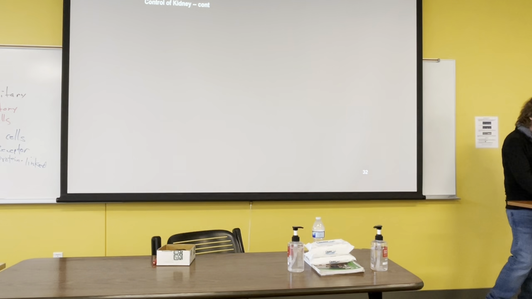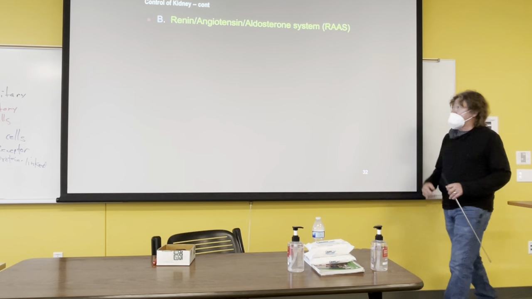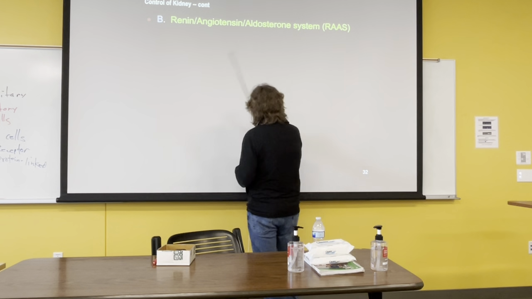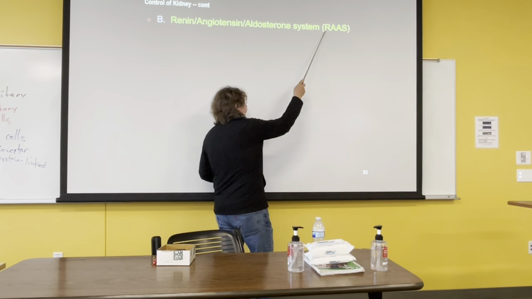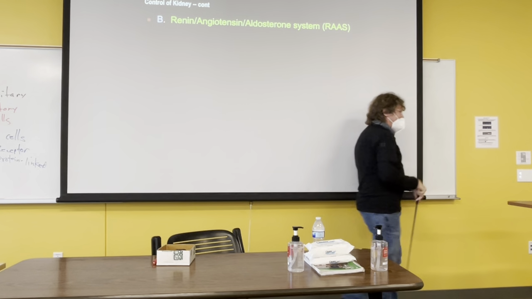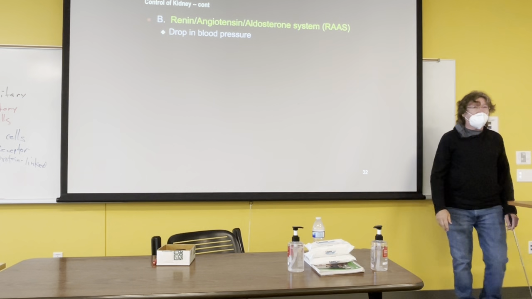All right, so that's one of the controls here. Now there's another hormone system that's a little bit more complicated. It's called the renin, angiotensin, aldosterone system. That's what that stands for, renin, angiotensin, aldosterone system. And this responds to a drop in blood pressure, okay?